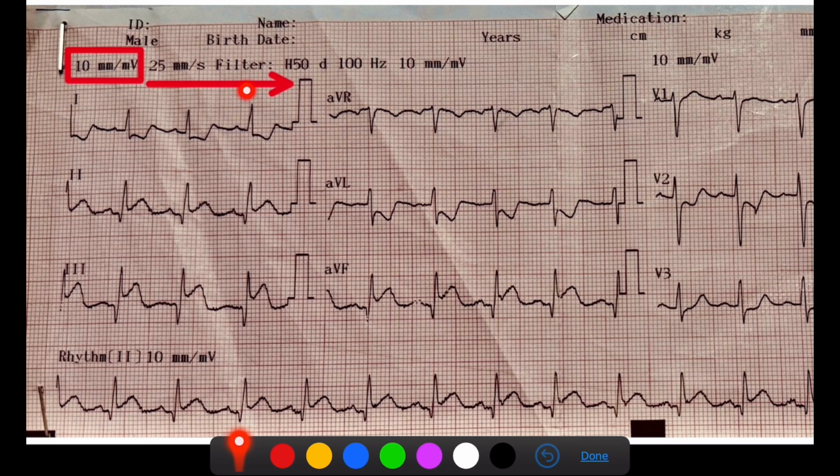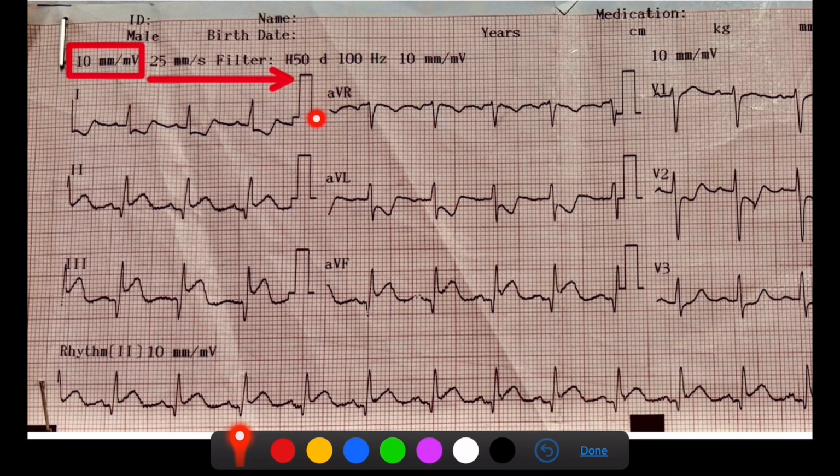This arrow is pointing towards this calibration mark. This is called the standard calibration mark and it represents the voltage setting of the ECG paper. It is present before these limb leads as well as the precordial leads. Remember that the height of this standard calibration mark must be equal to 10 small squares. Remember, its height must not be less than or greater than 10 small squares.